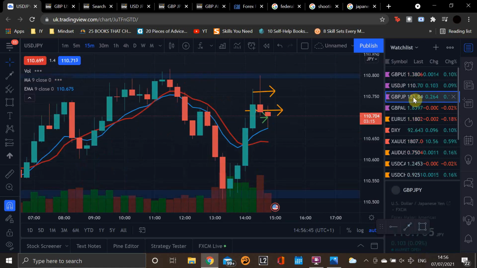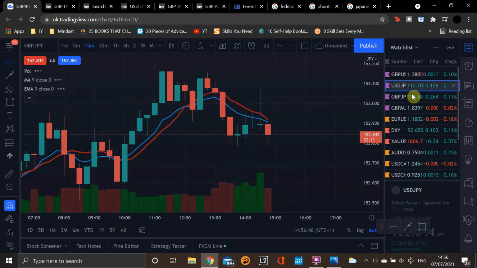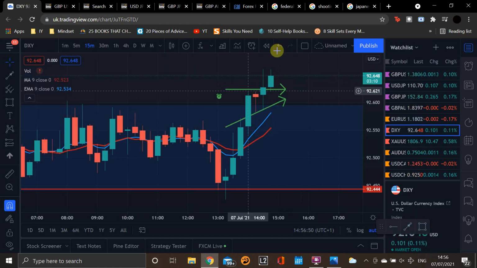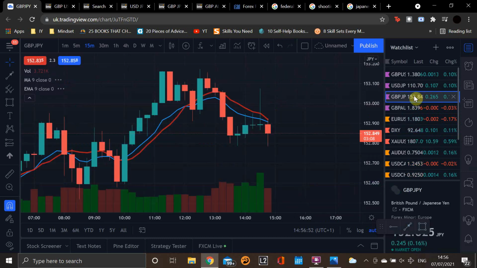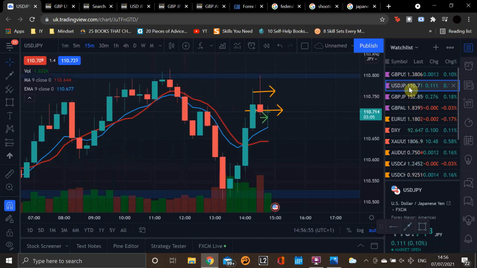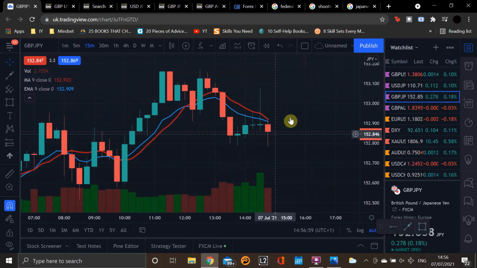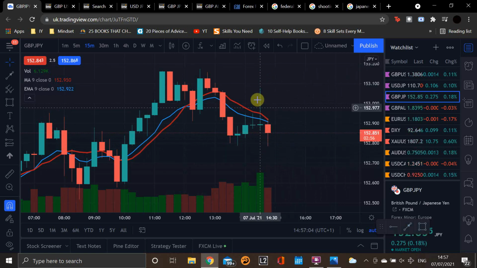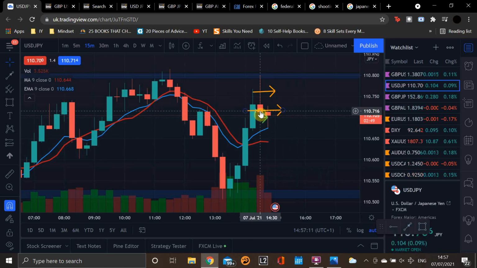Exact same movement I see here. Then the DXY is breaking out slightly. You see the pressure's a bit strong on the DXY. But with GBP JPY, it looks like the Japanese yen is beating GBP, while on USD it's kind of a mixed one. It's definitely a mixed one.